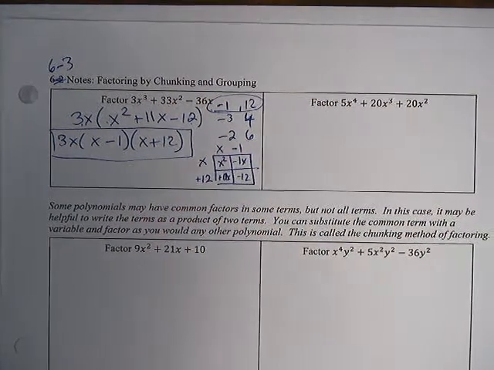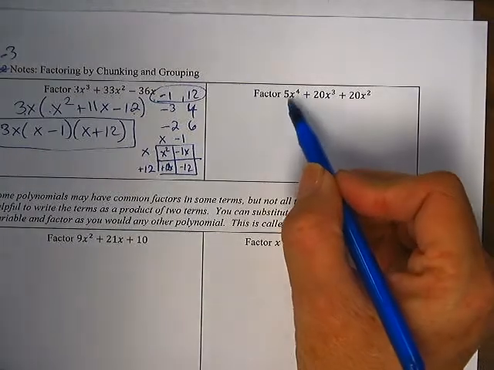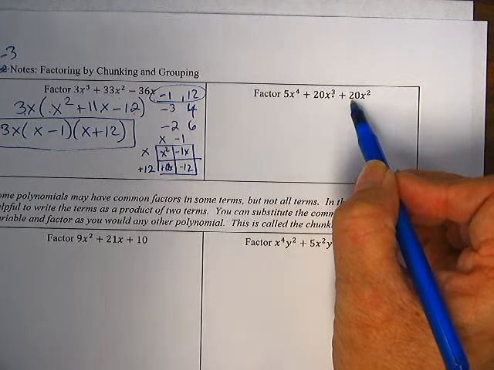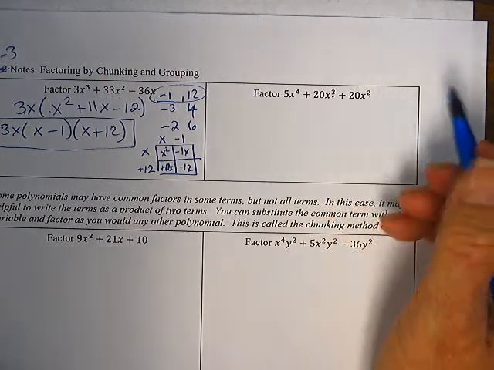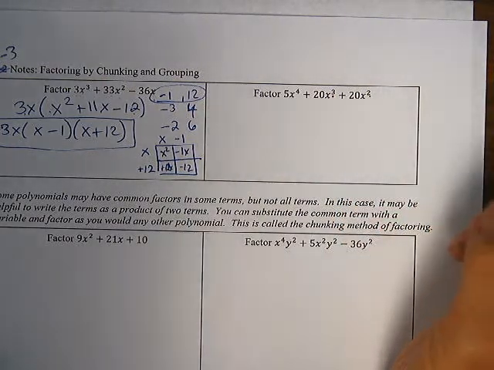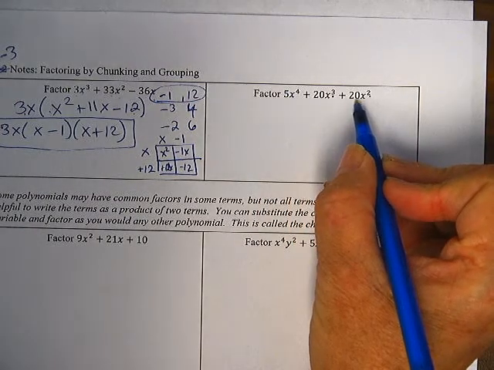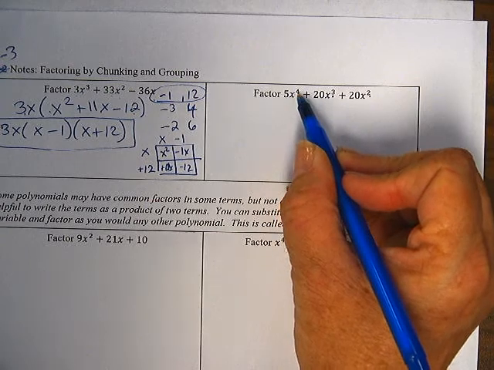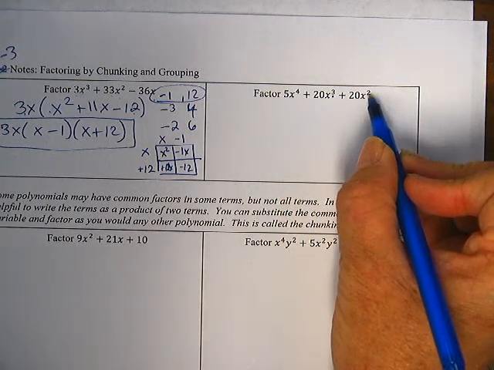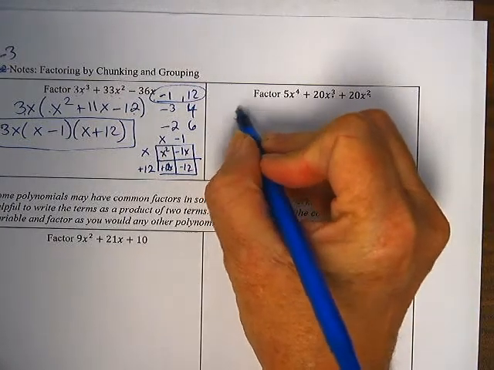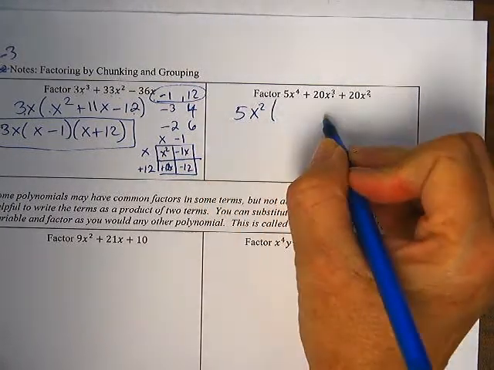Okay, so let's take a look at another example. 5x to the 4th plus 20x to the 3rd plus 20x squared. So again, we're looking for our greatest common factor when we start this. Let's see, 5, 20, and 20. So 5 will go in. We have x to the 4th, to the 3rd, and squared. So 5x squared is my common term. So I'm factoring out a 5x squared out of every term.